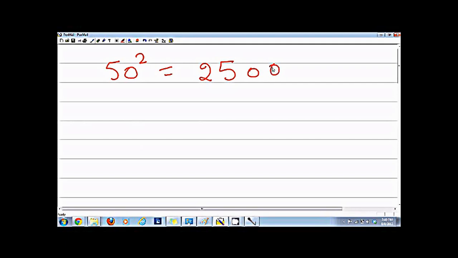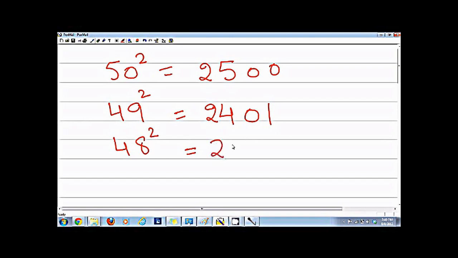Now if I want to take the square of 49, all I will do is subtract 1 from 25, because 49 is 1 less than 50, so I will say 24 and then write the square of 1, which is 1. Again, if I have 48, I will subtract 2 from 25, that is 23, and then take the square of 2, which is 4. So the answer is 2304.